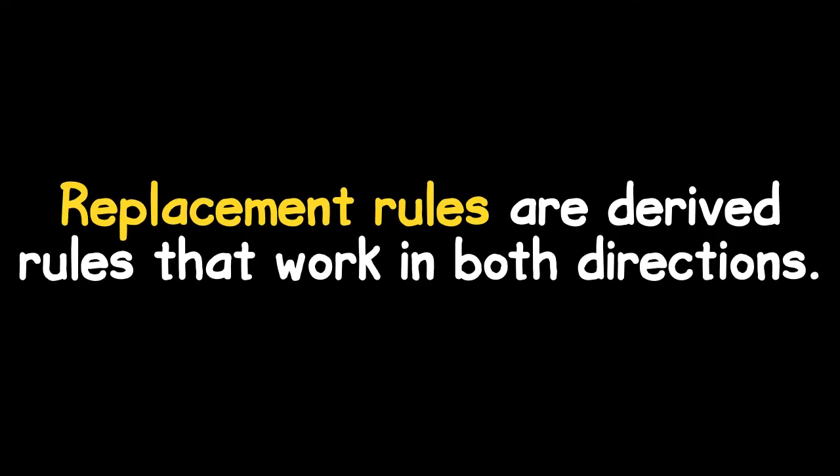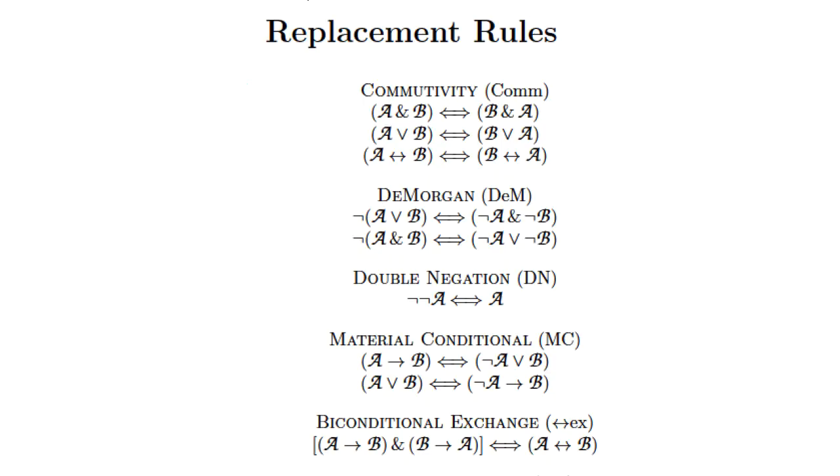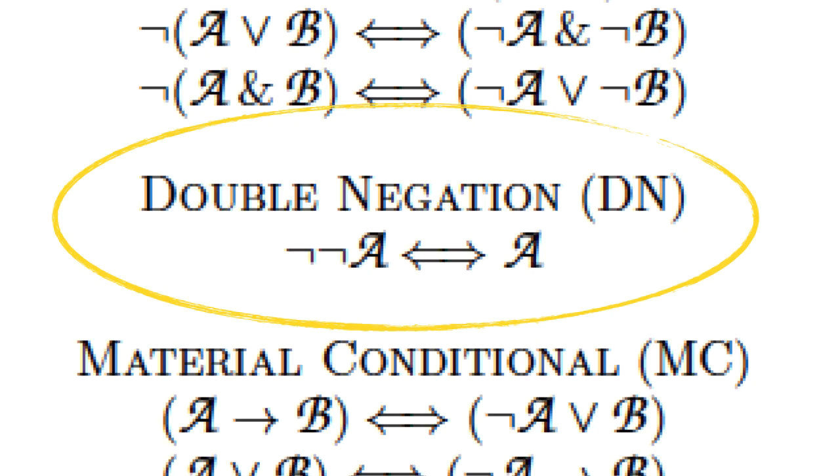There's also a special kind of derived rule called a replacement rule. Replacement rules are derived rules that work in both directions. The replacement rules are listed on the second page of the reference sheet. Here's the complete list. For example, the double negation rule, abbreviated DN, says that if you have a sentence with two negation symbols next to each other, you can rewrite the sentence without them. But it also goes in the other direction. Given any sentence, you can add two negation symbols if that's what you want to do.